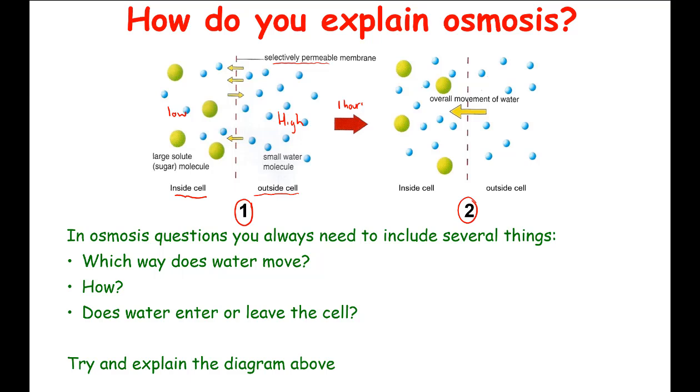So in these questions I'm going to get you to try and explain this. In osmosis questions you always have to try and include several things. Which way does water move? Now that's just in general. So which way does water move in general? And then how does that happen? And does water enter or leave the cell? So pause it here and see if you can write me a little answer for this question, and then we'll look at what you do.